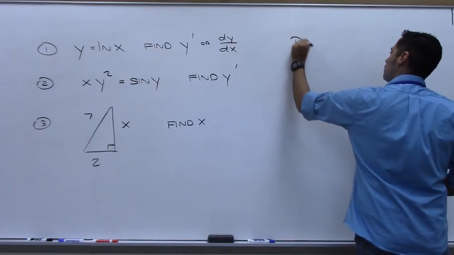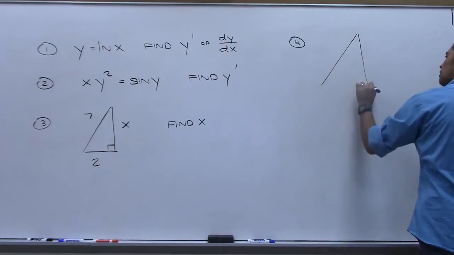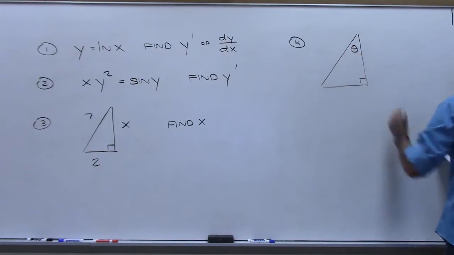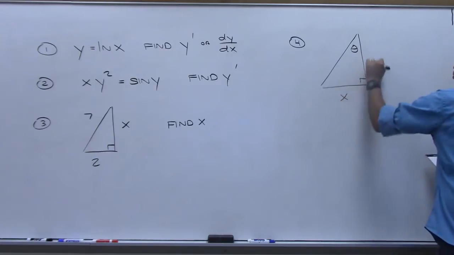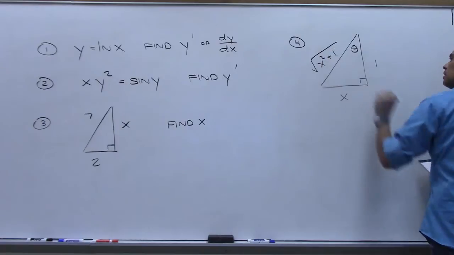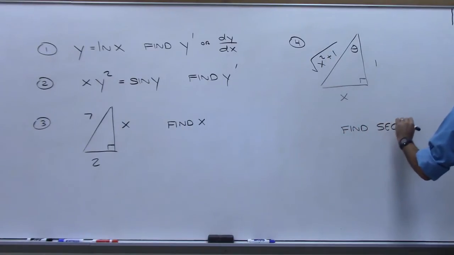Number 4, another right triangle. Theta is this angle up here. The sides are x, 1, and square root of x squared plus 1. Find secant theta.